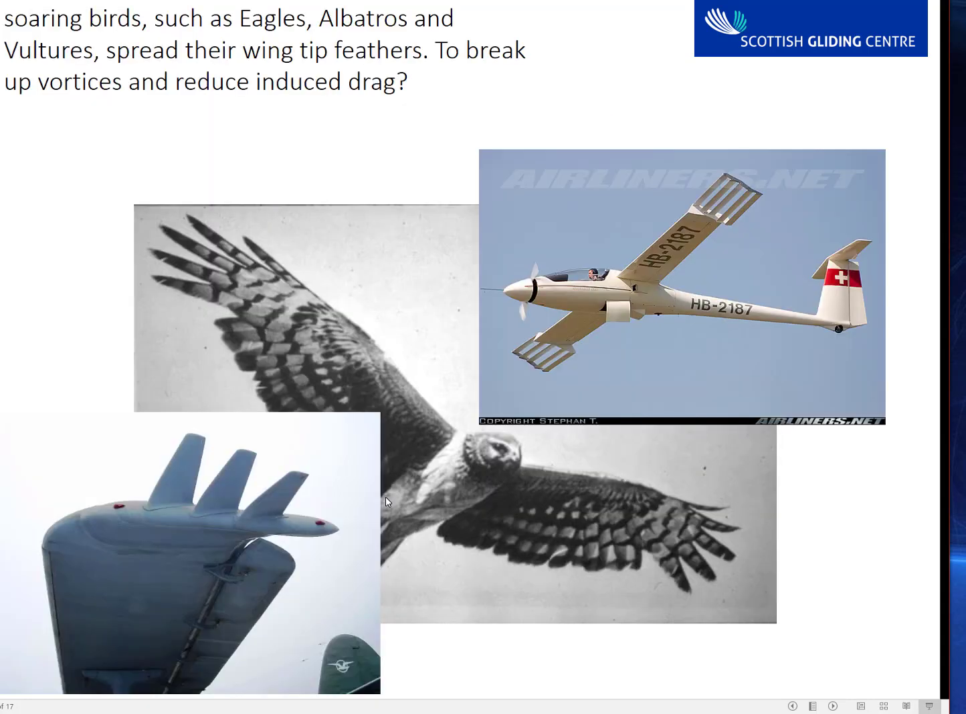And we see in nature efforts to reduce induced drag. And if we look at this buzzard, we can see that the buzzard has splayed its primary feathers out of its wingtip and essentially turned a relatively low aspect ratio wing into multiple high aspect ratio wings, and again possibly there to break up the wingtip vortices.